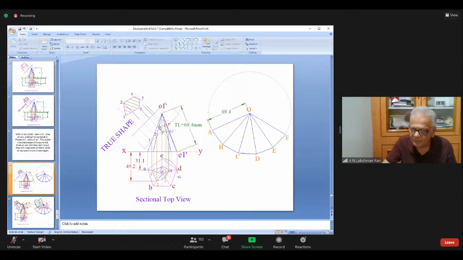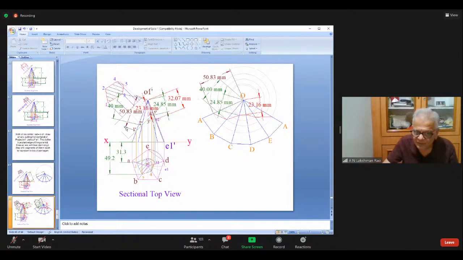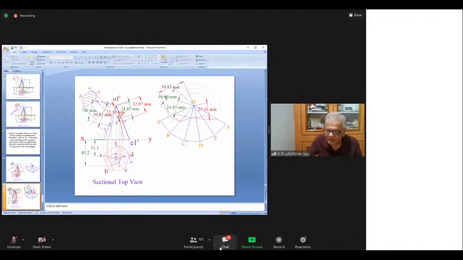Now, for example, I'll take point number 1 dash. O1 dash, 1 dash, this much of distance has been cut off. Correct? This distance I am going to mark here. O1 dash, 1 dash has been cut off. It is 50.83. I marked here 50.83.